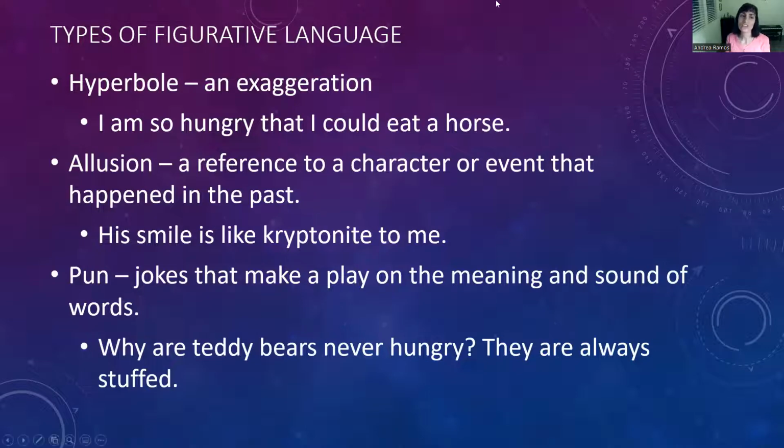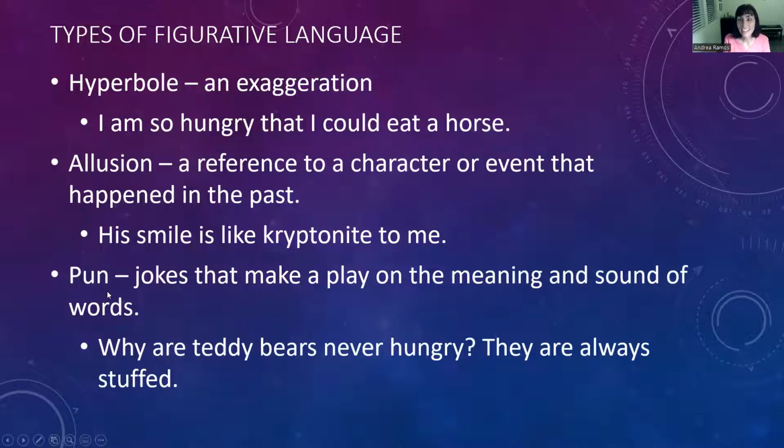And so in order to understand this statement, you would have to know the story of Superman and what kryptonite was. It's an allusion to the Superman story. So his smile is like kryptonite to me, means that his smile is disarming and makes me weak, and it's the only thing that affects me in that way.